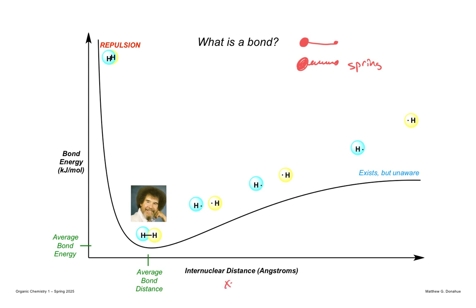On the x-axis, that's the distance in angstroms between the two elements or atoms. So if we look all the way to the right, we can see this hydrogen atom and this one in blue and yellow. They're really far apart. They exist, but they don't know the other one exists. And if you're reading from right to left, you're going down this curve, and the distance between them is decreasing.